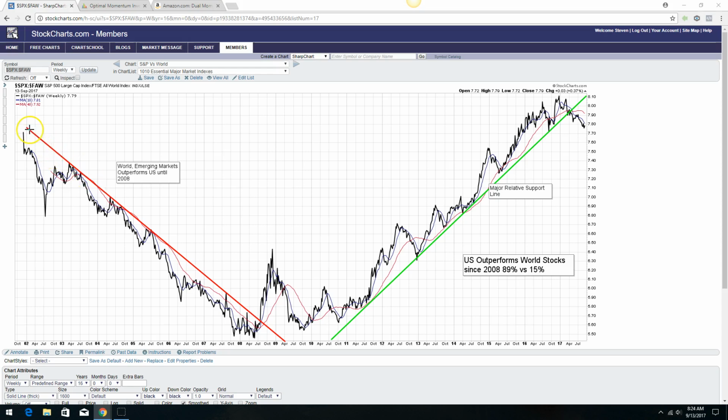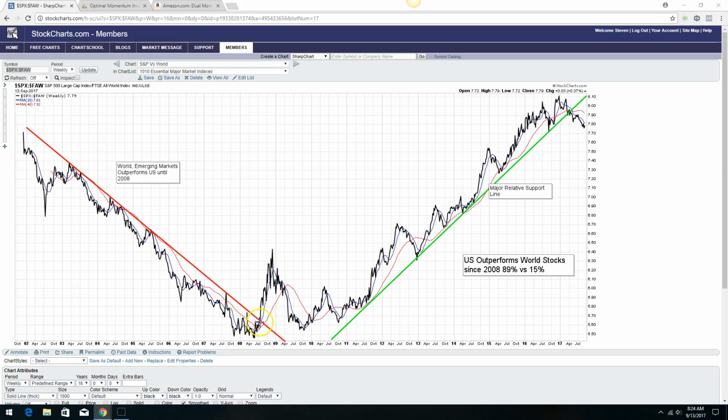So what I did right here is I drew the trend line, and you can see that since the black line's down, the S&P 500 is underperforming international stocks. And it really underperformed international stocks from 2002 and even earlier, all the way down to about mid-2008. So emerging markets and international stocks really outperformed the S&P 500 for a pretty good stretch, a little bit more than 6 years, okay? That's a pretty good trend.